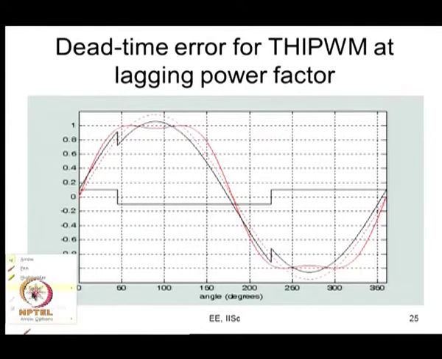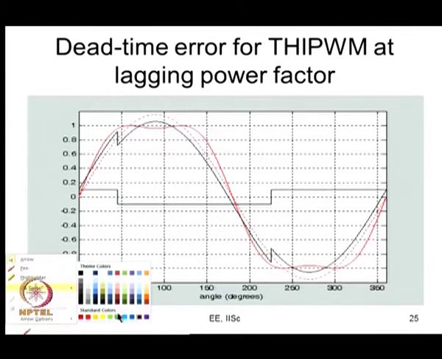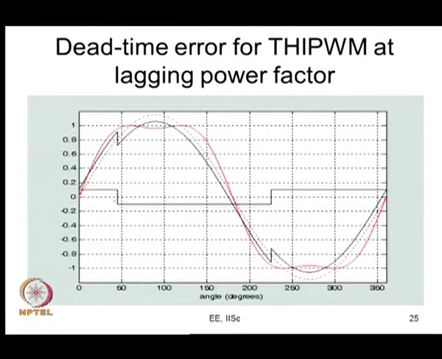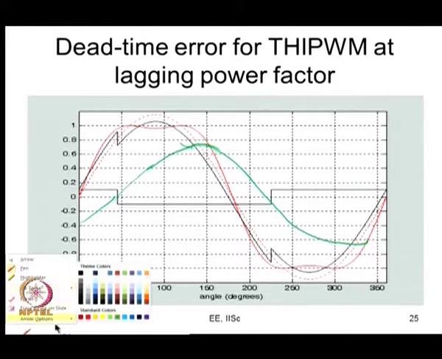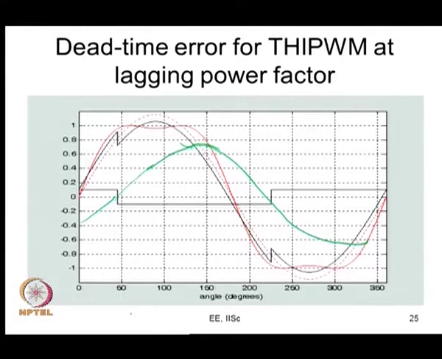Of course, the current assumed is like this. Let me just draw the current here. So, the current waveform assumed is like this, okay. So, if I actually want to draw the average pole voltage, the error is negative here. So, you consider the actual modulating signal.